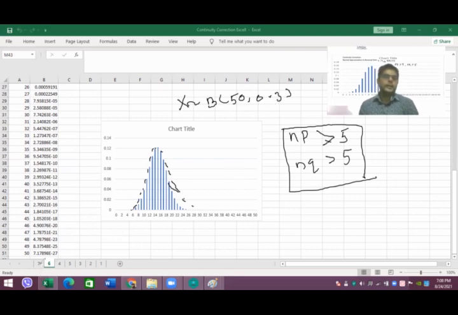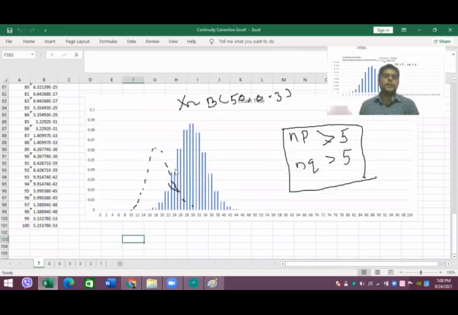And similarly, what if you increase further to 100, n equal to 100? In that case, the curve you obtain is again very close to the normal curve, and this is the reason why the normal approximation, or the case of the normal distribution, can be applied to the binomial distribution in order to find the probability for binomial events.